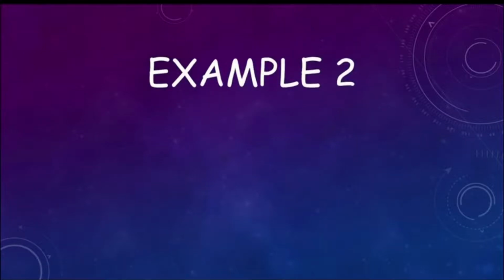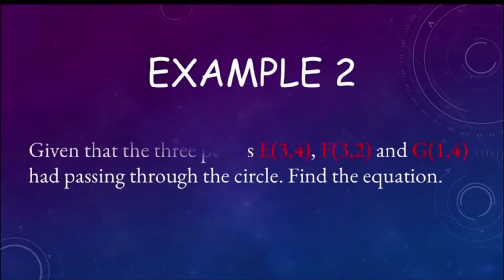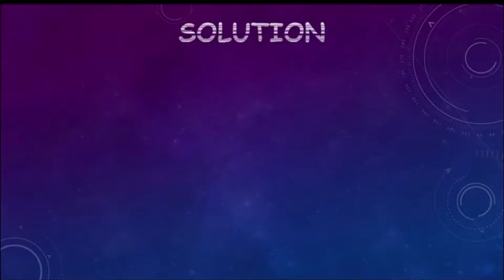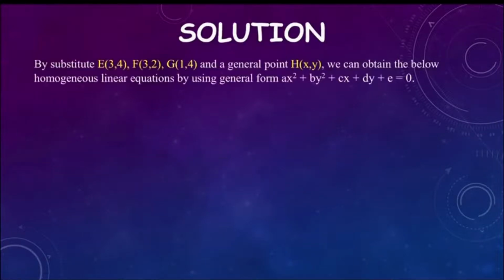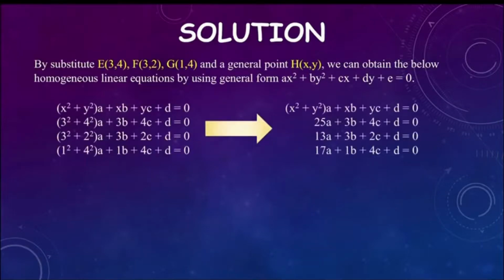Next, for example 2, given that the 3 points E, F, and G pass through a circle, find the equation. Through the solution, the first step is to substitute E, F, G and a general point H, and we can obtain the below homogeneous linear equations by using the general form ax squared plus by squared plus cx plus dy plus e equals 0. So here is the equation.